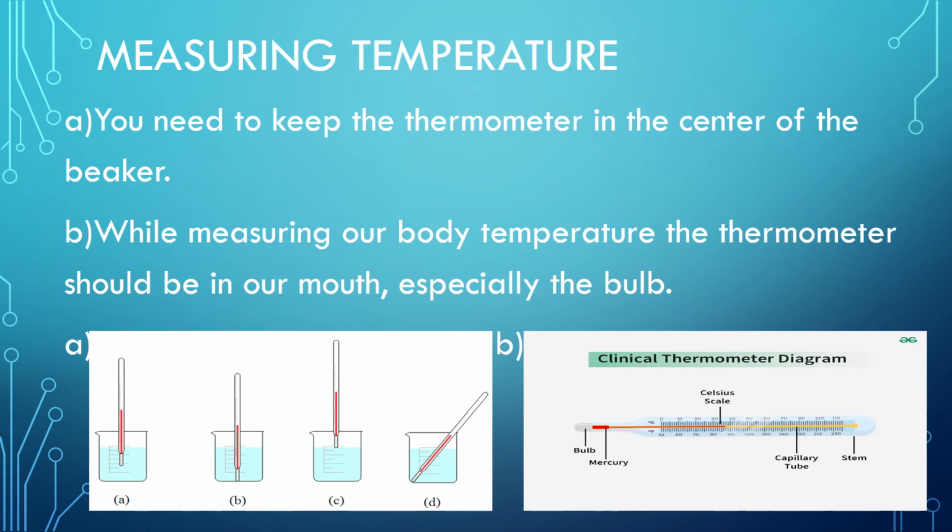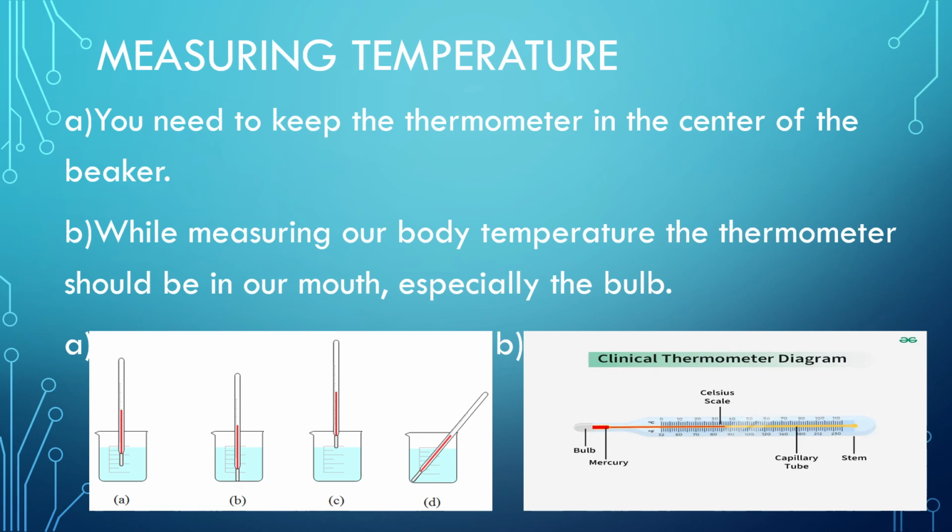Here, everything is correct except D. In D, it shows a higher temperature because it is not in the perfect position. The position must be straight to find the temperature of the item. D position is wrong, while A, B, C are correct, and they show equal temperature.